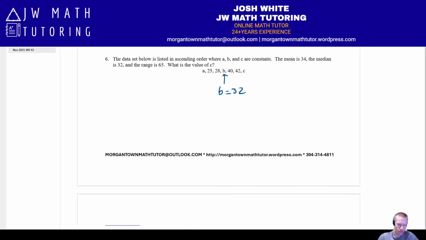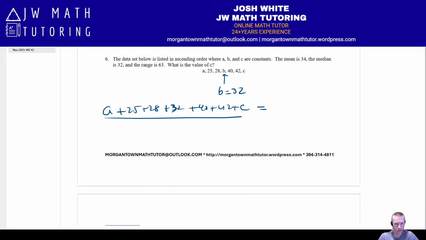Then, we know that the mean is equal to 34. So you add everything up, it equals 34. So basically, the mean would be A plus 25 plus 28 plus 32 plus 40 plus 42 plus C, and then this divided by 7 would equal 34, right? Just to find the average.